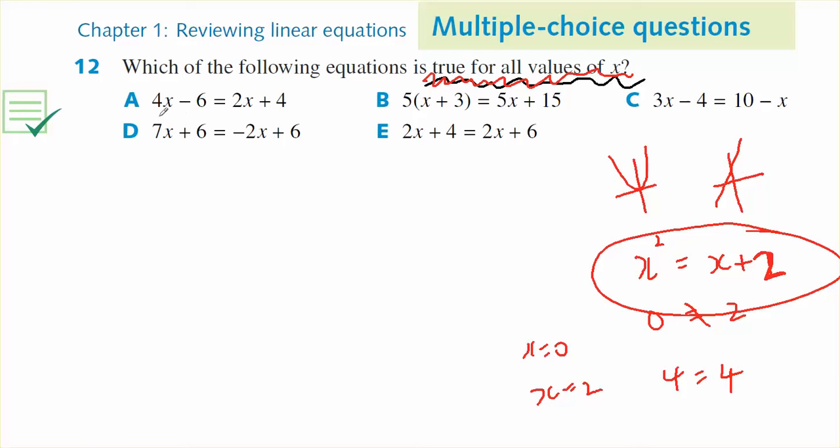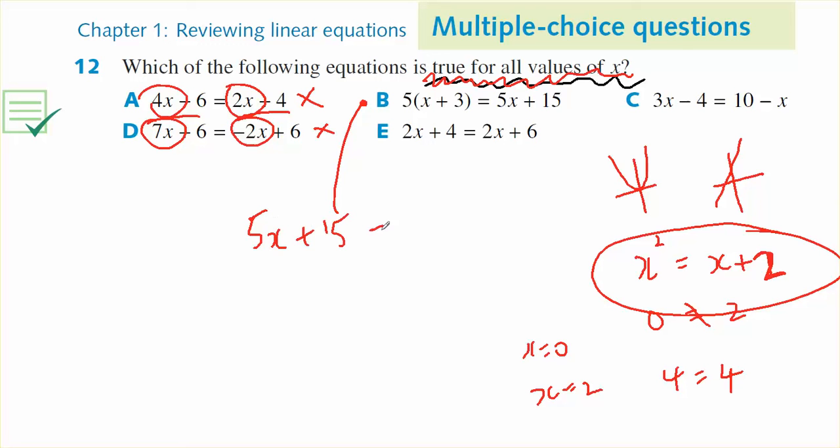So if I look at the first expression and the second expression, if I was to take a common factor out of, well, 4x and 2x are not the same, therefore they're not equal for all values. 7x and minus 2, not equal for all values. In B's case, if I expand the left-hand side, 5x plus 15, that is equal to 5x plus 15. So B is true for all values of x because they're identically the same.